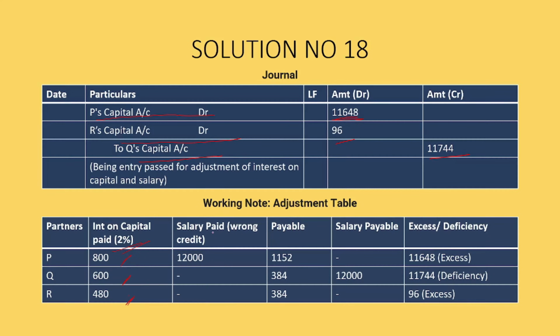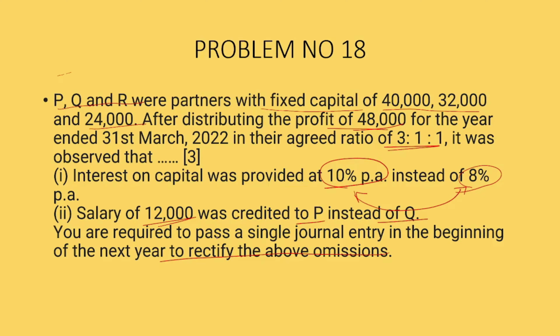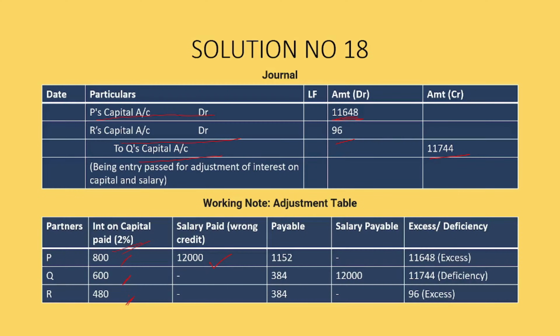The salary that has been credited wrongly is to P, 12,000. In the question it says that salary of 12,000 was credited to P instead of Q. Next, we have a payable, which means we have to subtract this. Payable for interest was 1152, 384 and 384. So salary payable to Q was 12,000.